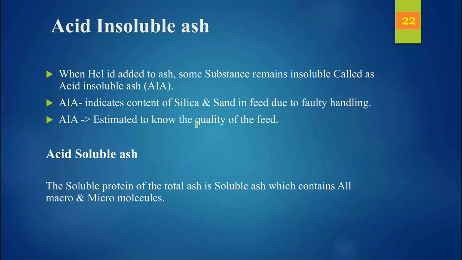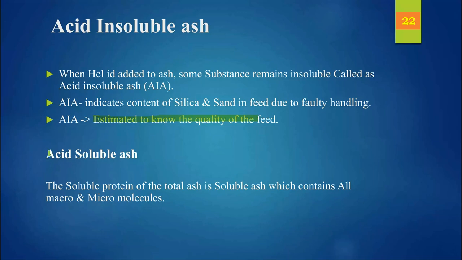They are also present. So the acid insoluble ash is not at all useful to the cattle or any animals because they do not contribute anything, and this needs to be estimated to know the quality of the feed. The higher the acid insoluble ash, the lower the quality of the feed.